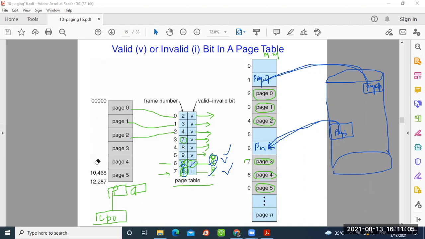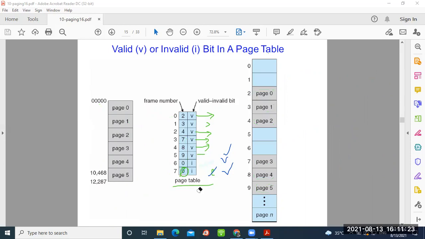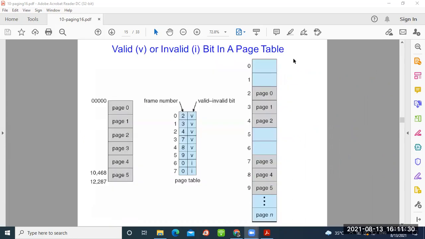Is it clear? Now this is the advanced concept of paging. Two-level paging and inverted paging are advanced concepts of paging, where we have added some additional features. Is that clear to all of you? Yes or no? So I have just explained the conceptual part.